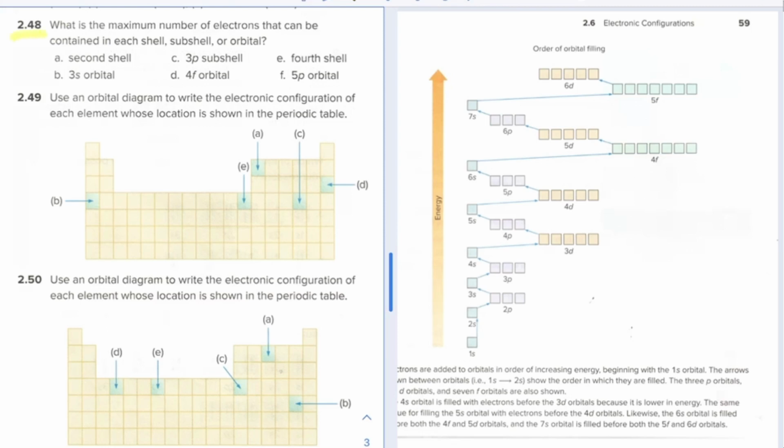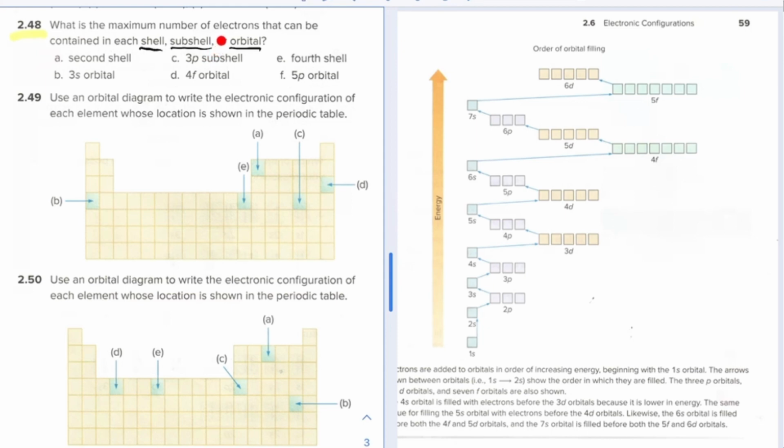Number 48. What is the maximum number of electrons that can be contained in each shell? I'm going to underline these: shell, subshell, or orbital. Now, you're given six to do. And what are these talking about? Well, these are where the electrons go around the nucleus.